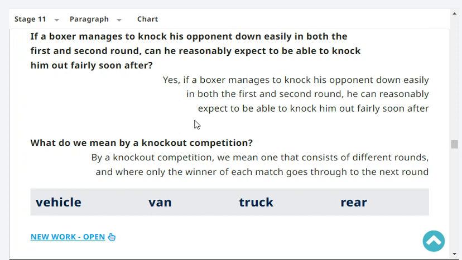What do we mean by a knockout competition? By a knockout competition, we mean one that consists of different rounds, where only the winner of each match goes through to the next round. Very good.